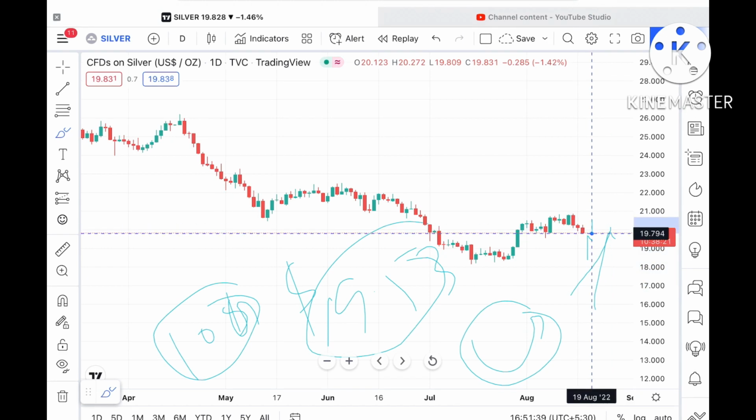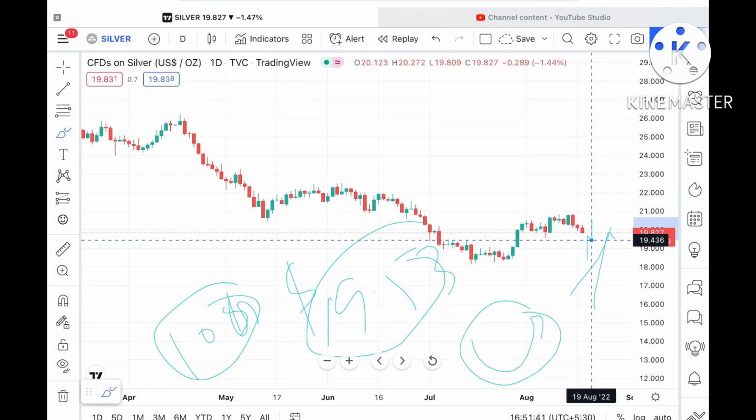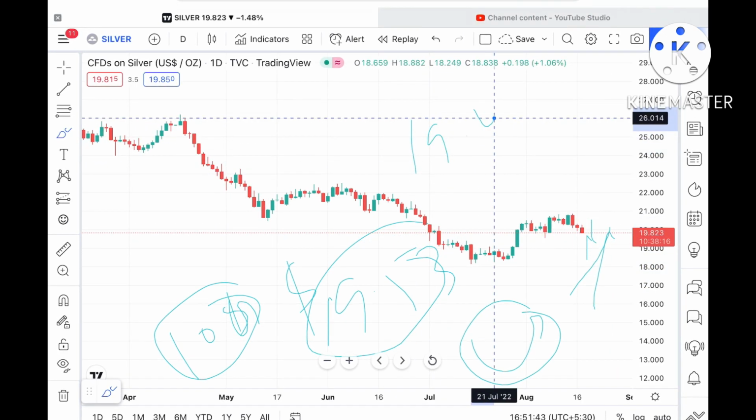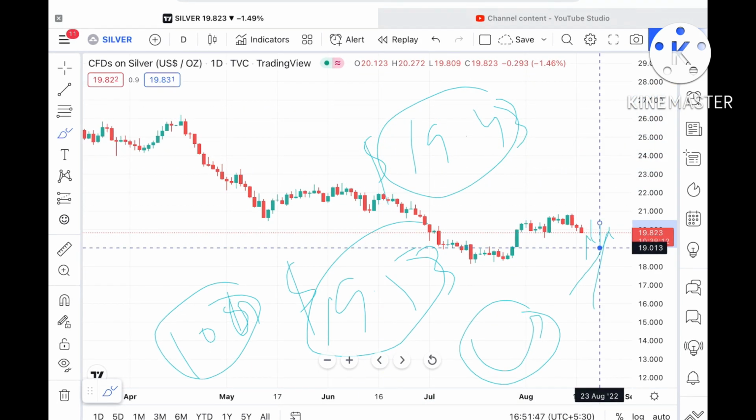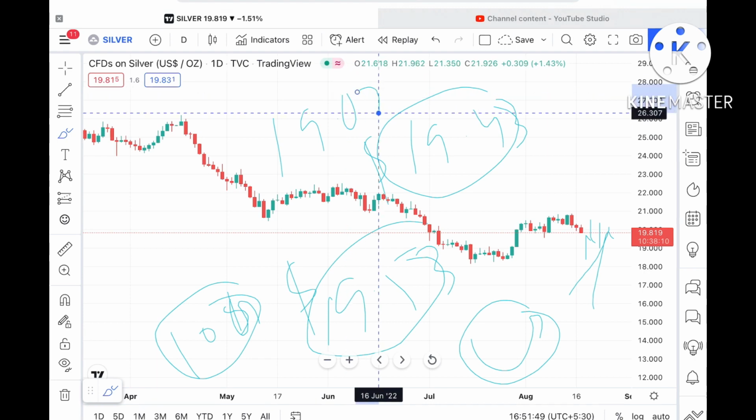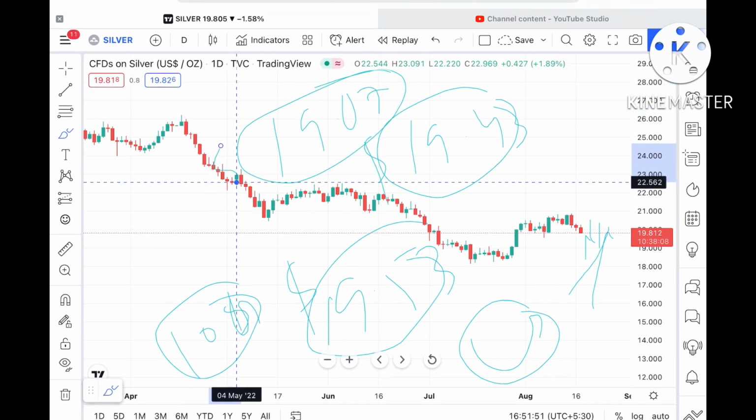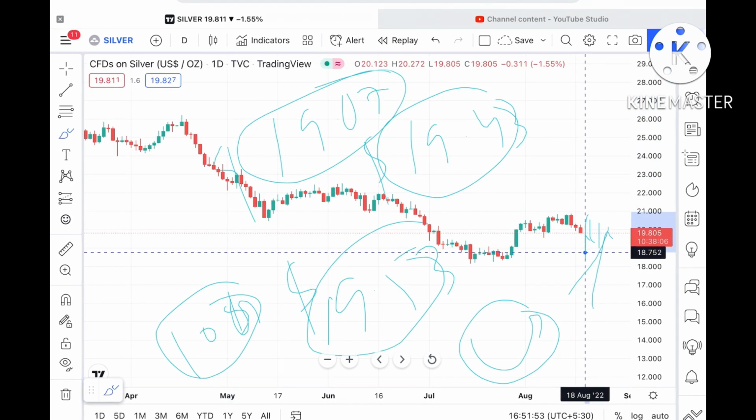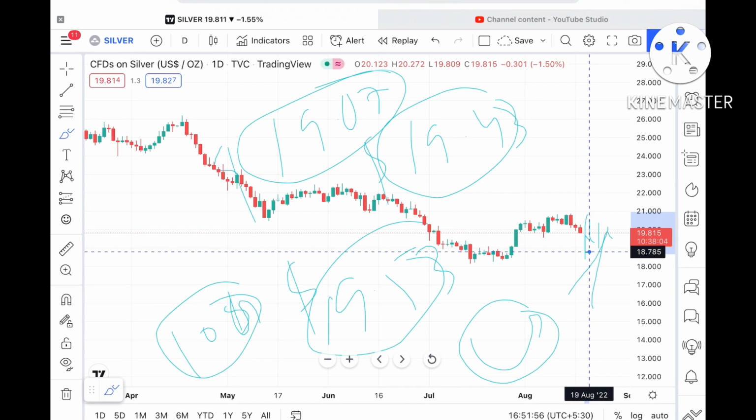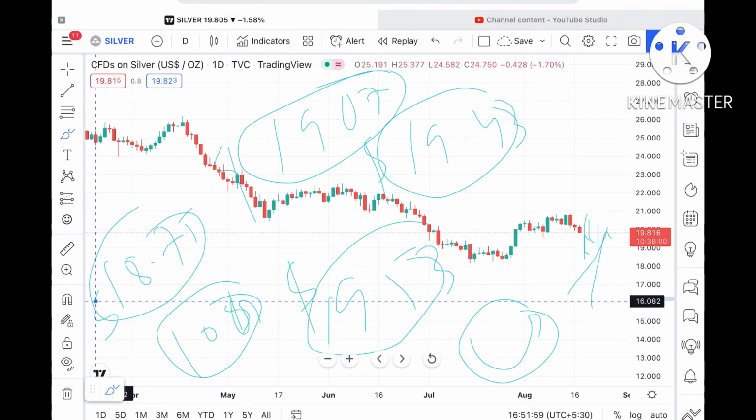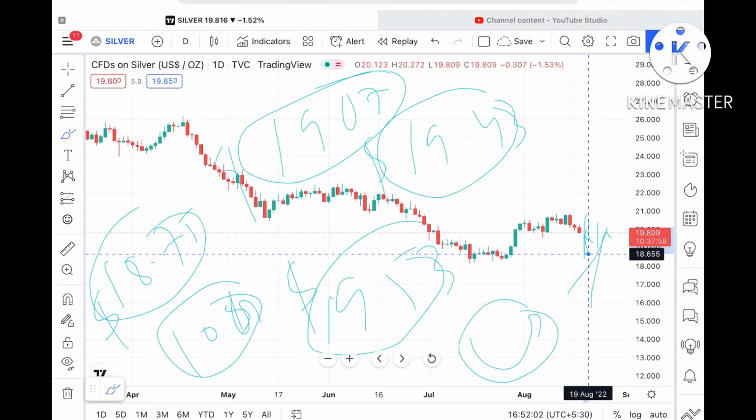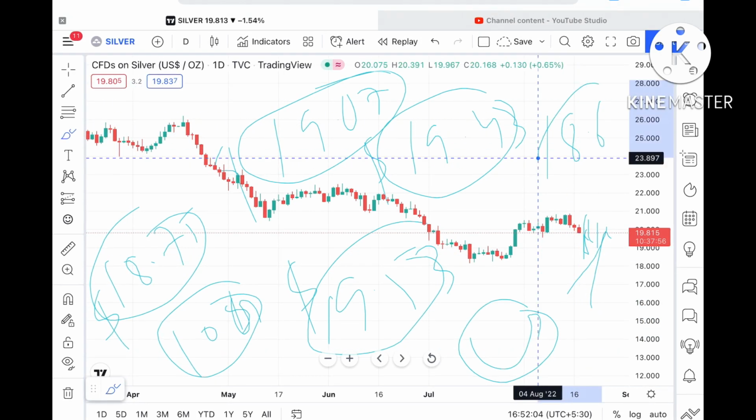But suppose this level doesn't sustain, then there is a probability that it can move further down towards a level of $19.43, and if that level also doesn't sustain, then we can see it can touch a level of $19.07. Once the price falls below that level, there is a high probability that it can go further down and touch a level of $18.75. And if that level also doesn't sustain, then we can see it can touch a level of $18.65.